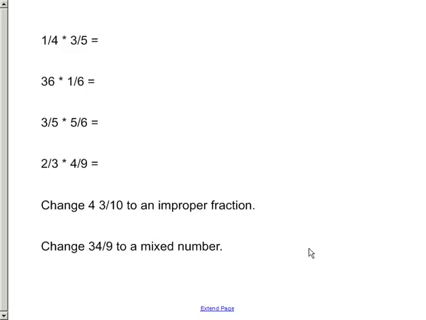Second problem, the whole number 36 times 1/6. Then 3/5 times 5/6. And 2/3 times 4/9. Then we also have done quite a bit of work on changing mixed numbers to improper fractions and improper fractions to mixed numbers. So in the first example, 4 and 3/10, I'd like you to make that an improper fraction. And then you've got the improper fraction 34/9, make that a mixed number. So again, you may pause the video to answer those questions.